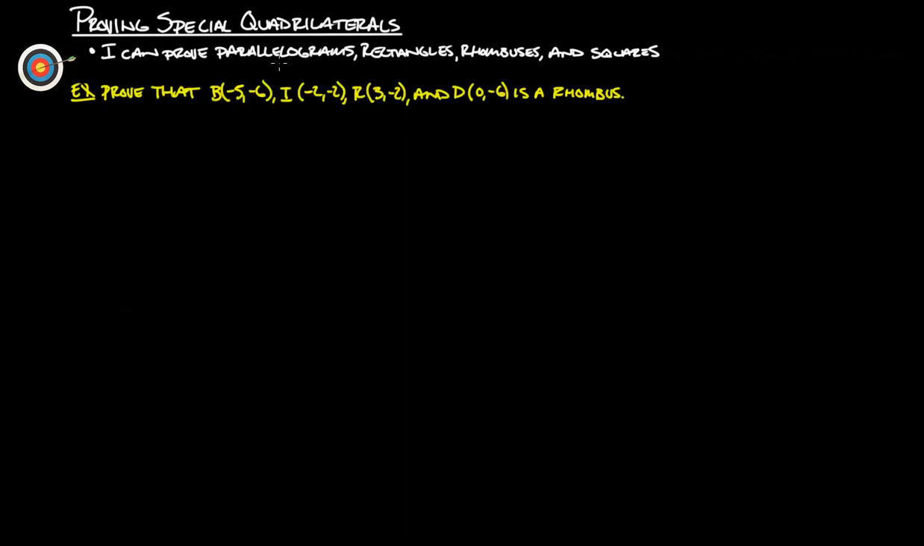In the first part we did parallelograms and rectangles. Now we're going to do rhombuses and squares. So, first example, prove that BIRD is a rhombus.